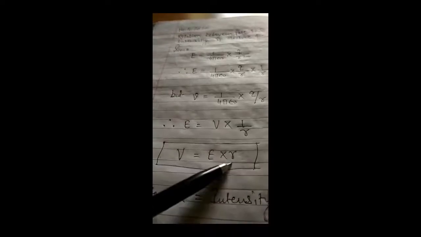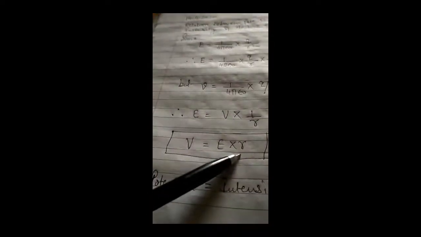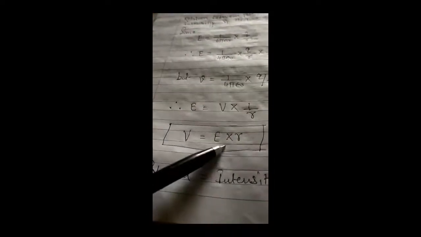This R is cross multiplied, so V will be equal to E into R. That means potential is equal to intensity into distance. This is the relation between potential and intensity.